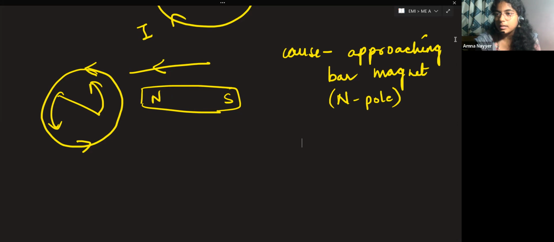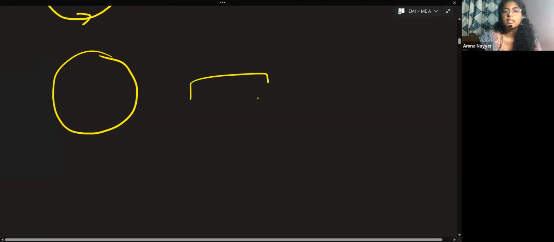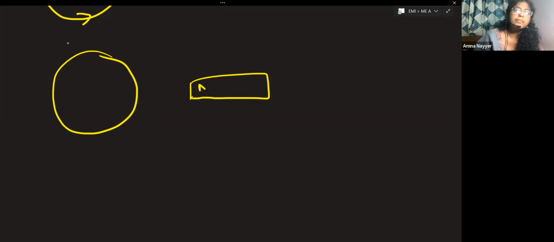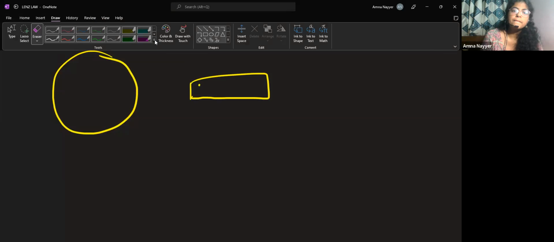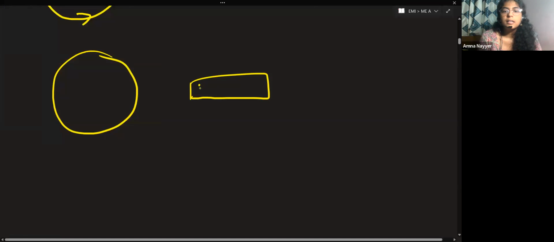Let's see some other examples. Same bar magnet is there. Let's say this time this is south polarity and this is north polarity. Fine, south polarity is there and north polarity is there. This time south polarity is approaching. So what should be the polarity on this coil?